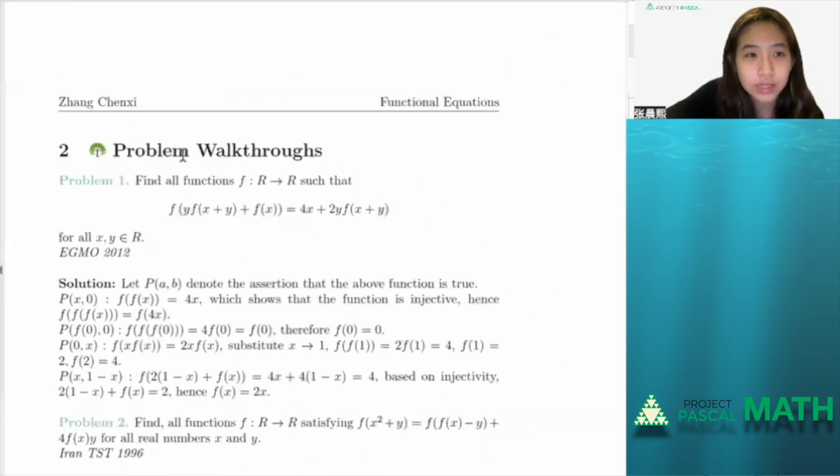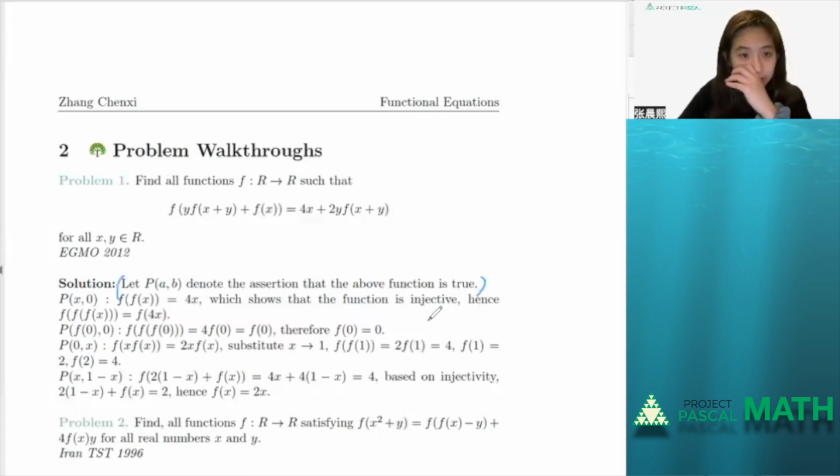So looking at this immediately, usually at the start of the problem, I always like to say this. I think it's a good practice to have. Let P(a, b) denote the assertion that the given equation is true.